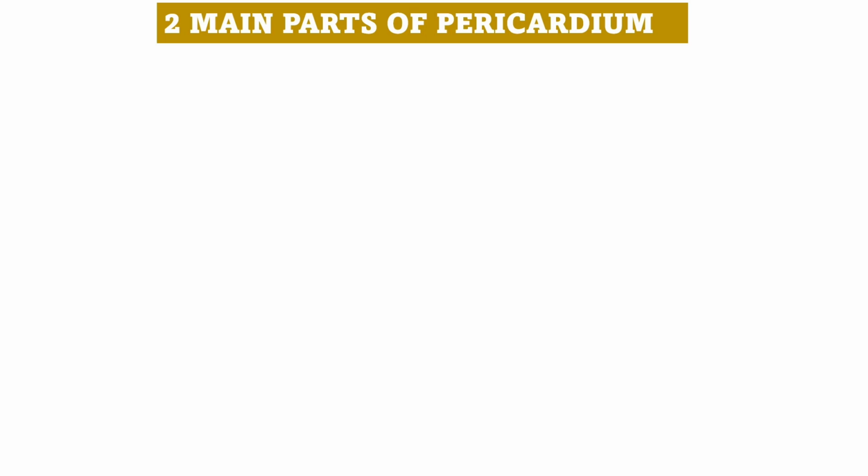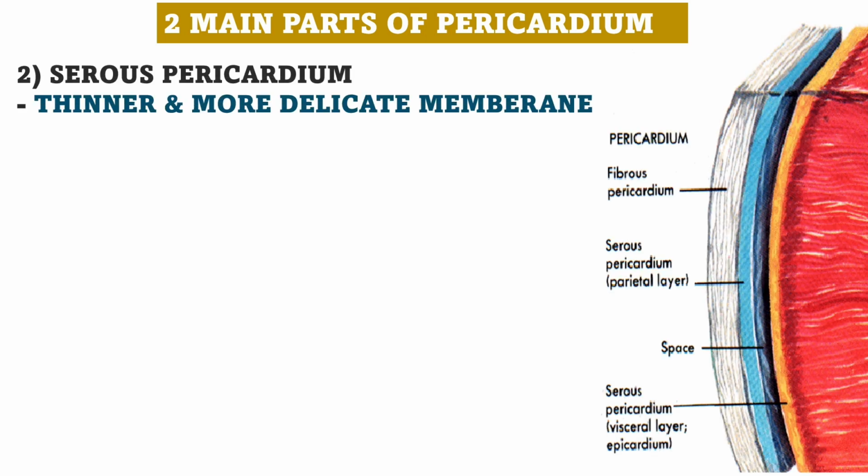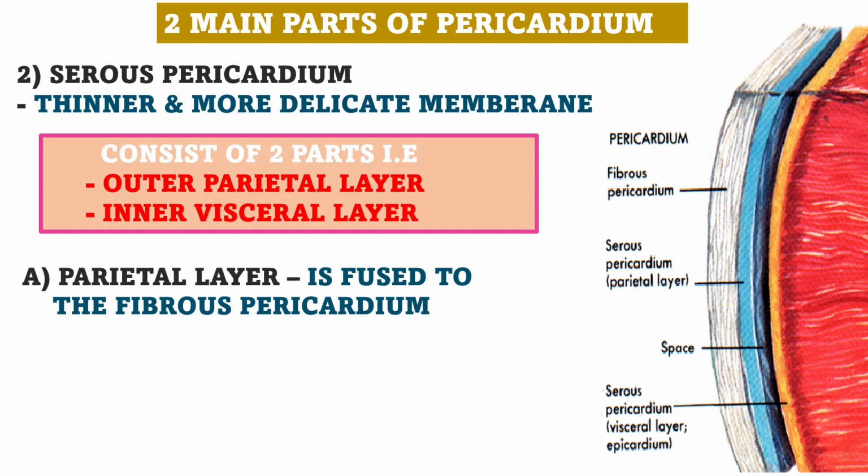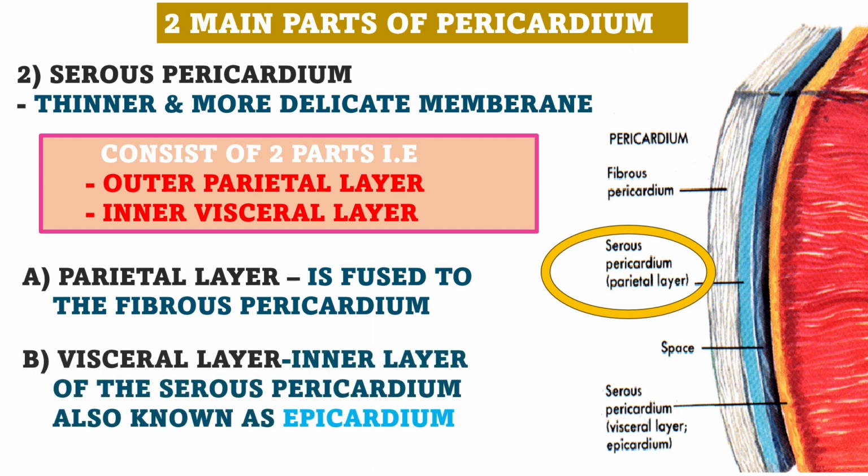Coming to the second layer of the pericardium, that is the serous pericardium. It is a thinner and more delicate membrane in comparison to the fibrous pericardium. The serous membrane again has two more layers, that is the parietal layer and the visceral layer. The parietal layer is the outer layer of the serous pericardium, which is fused to the fibrous pericardium. The visceral layer is the inner layer of the serous pericardium, which is also known as the epicardium. One more important point is that this epicardium tightly adheres to the surface of the heart, thus forming one layer of the heart itself.